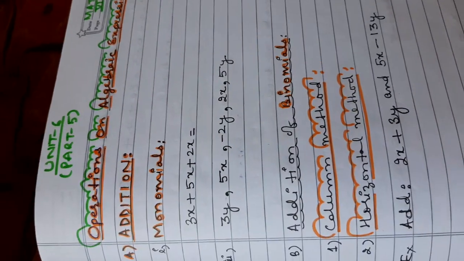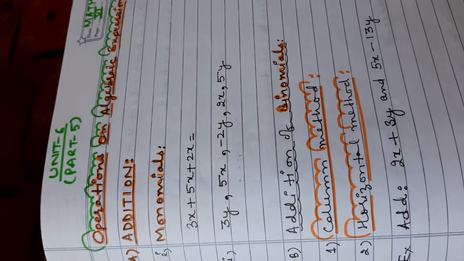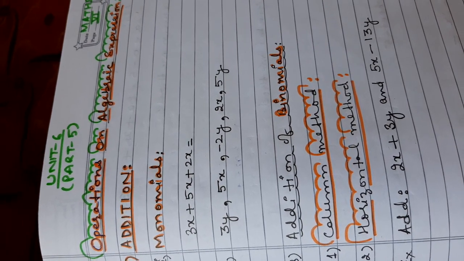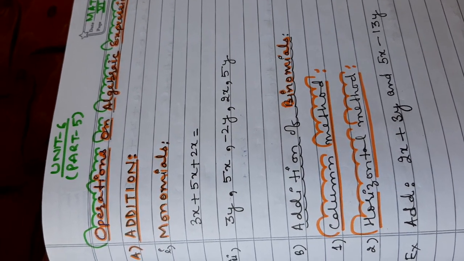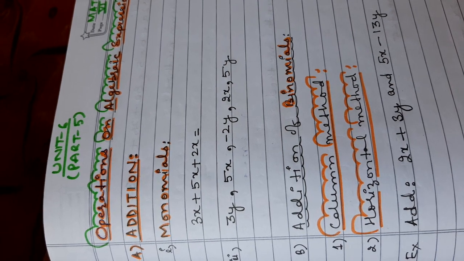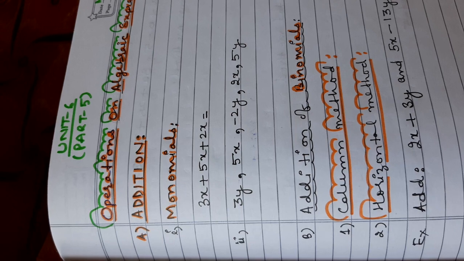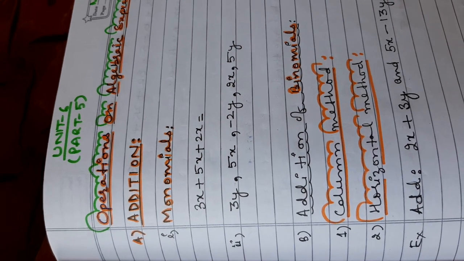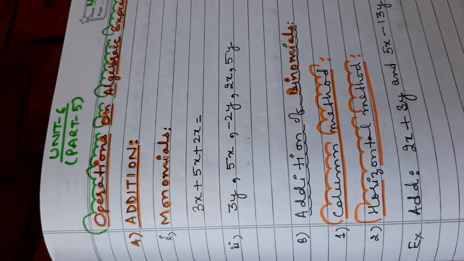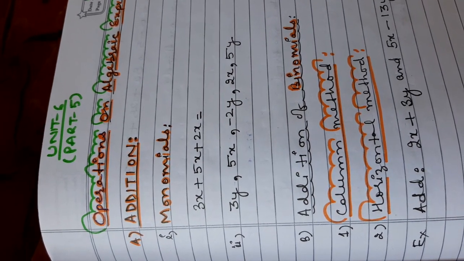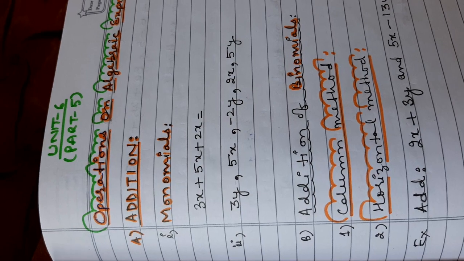Welcome students. Today I am going to discuss operations on algebraic expressions from unit 6. This is part 5 video and today we will learn addition of monomials, binomials, trinomials. In the previous exercise we have learned about these terms, the monomial, binomial, trinomial expressions and how to find out the like terms from the given expressions.